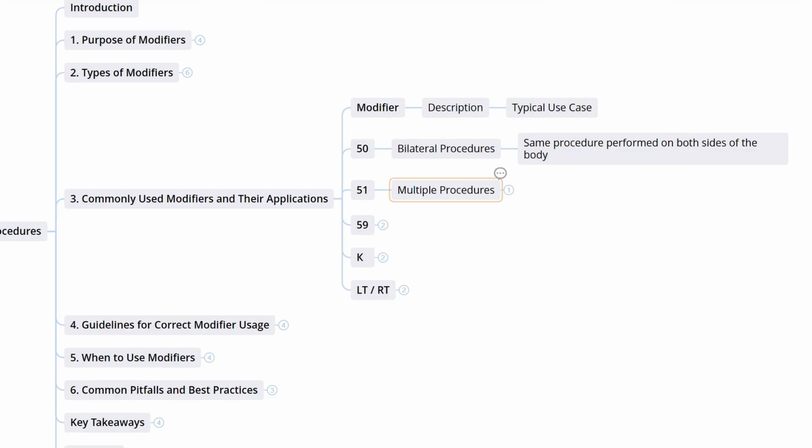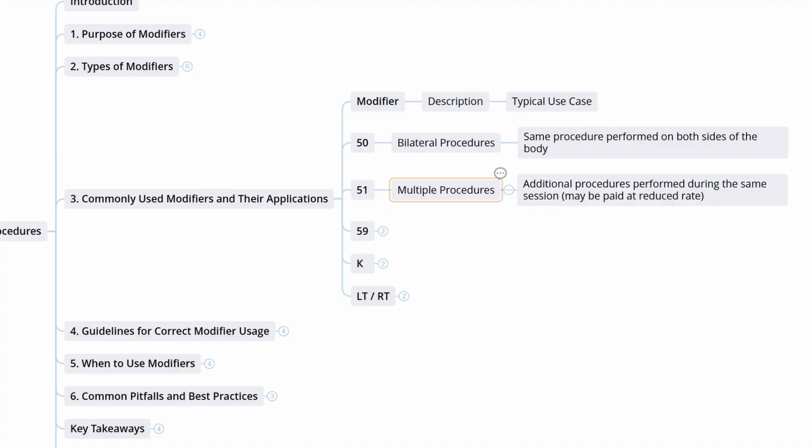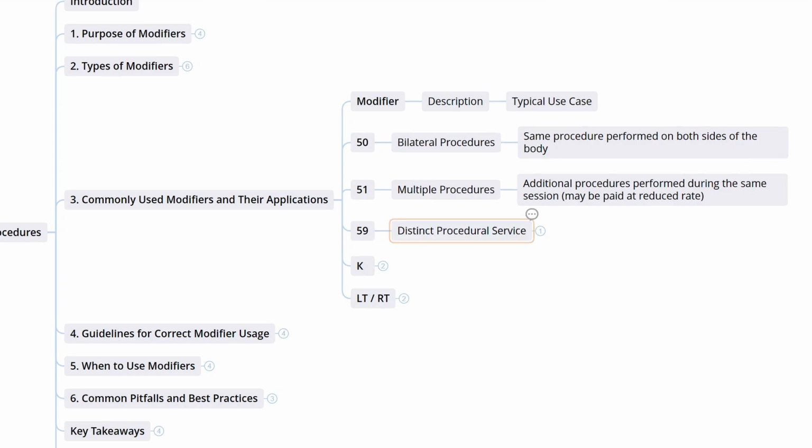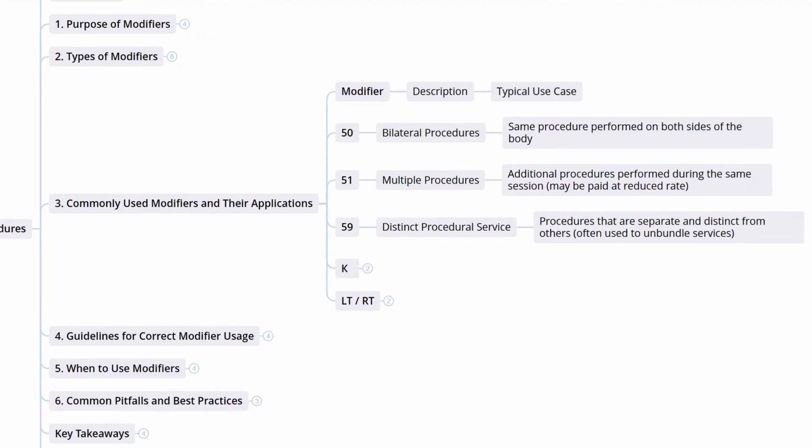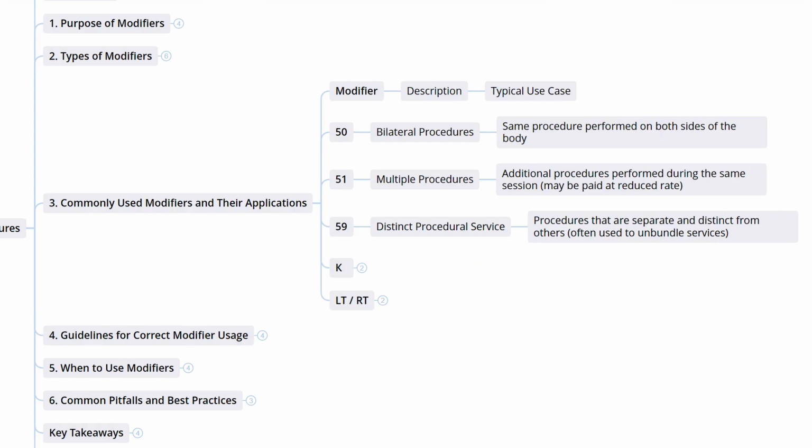Modifier 51 is for multiple procedures. Typical use case is additional procedures performed during the same session may be paid at reduced rates. Modifier 59, distinct procedural service. And the use case is that procedures that are separate and distinct from others. This is often used to unbundle services.